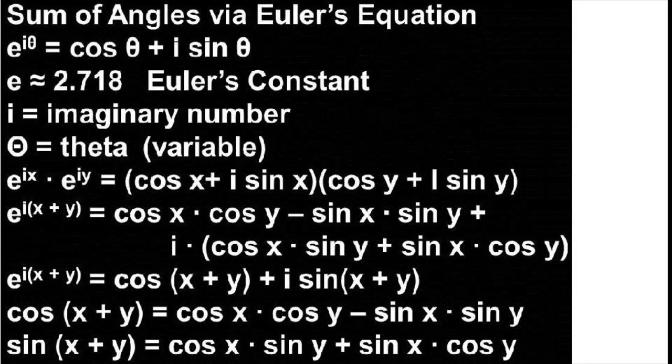The bottom line, the sine version, is the imaginary part. So from our equation right above, we know that the imaginary part has just sine of x plus y. In the equation above that, it's the whole line that has the i times in front of it. It's the cosine of x times sine of y plus the sine of x times cosine of y. Those have to be equal, and that is the sine version of the sum of angles.